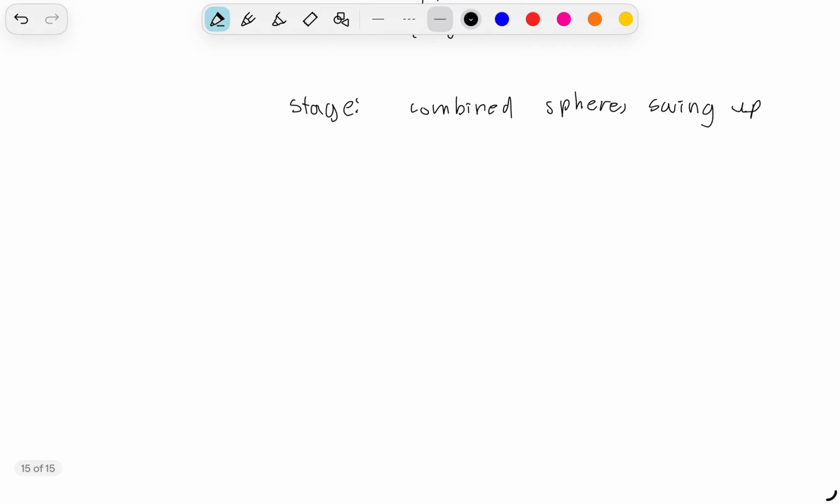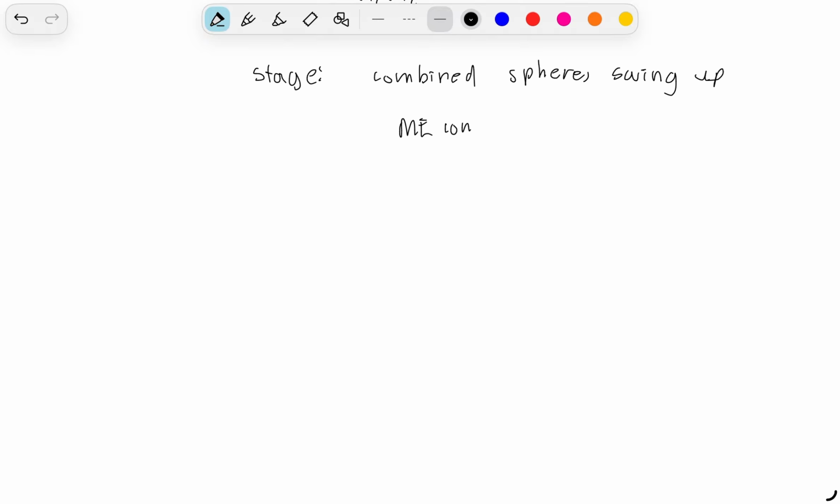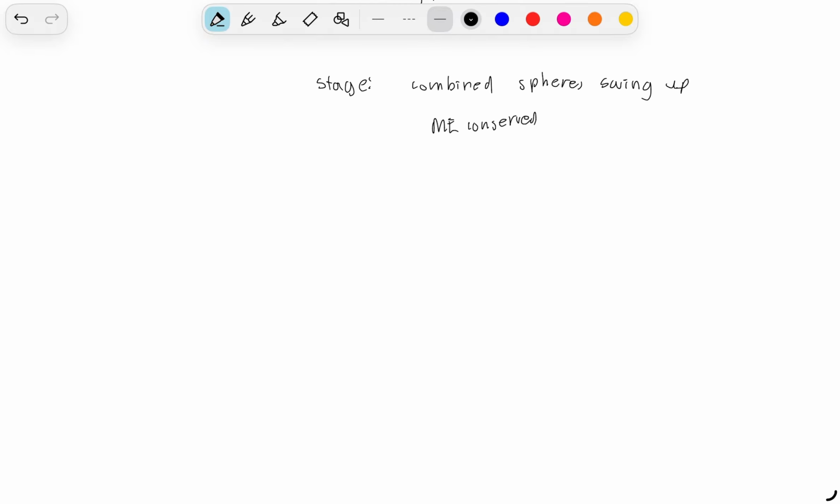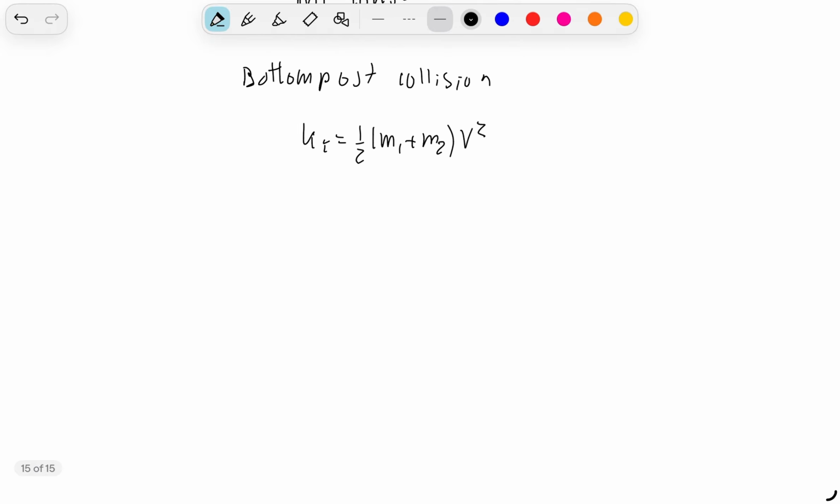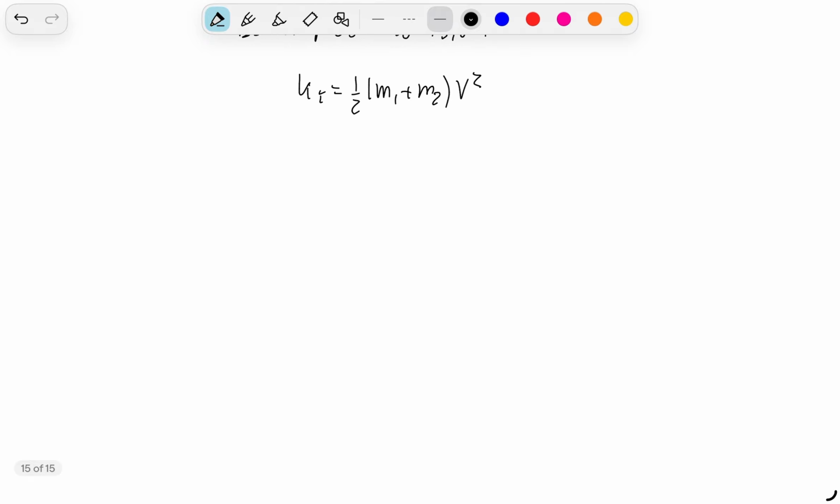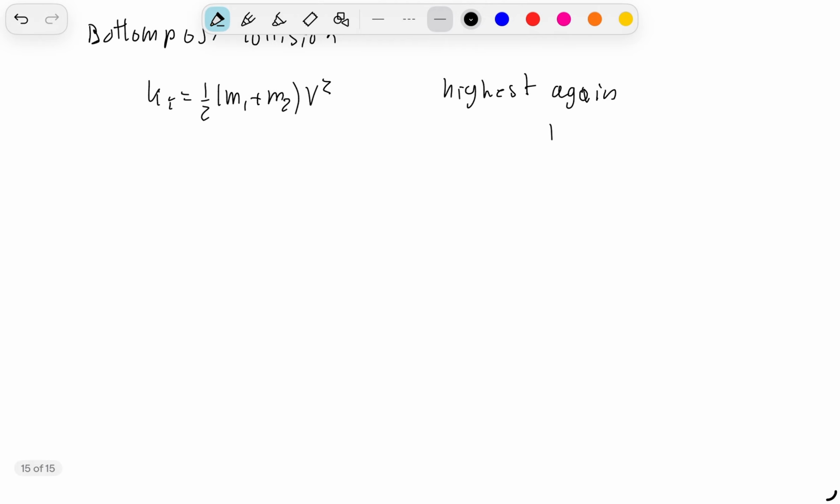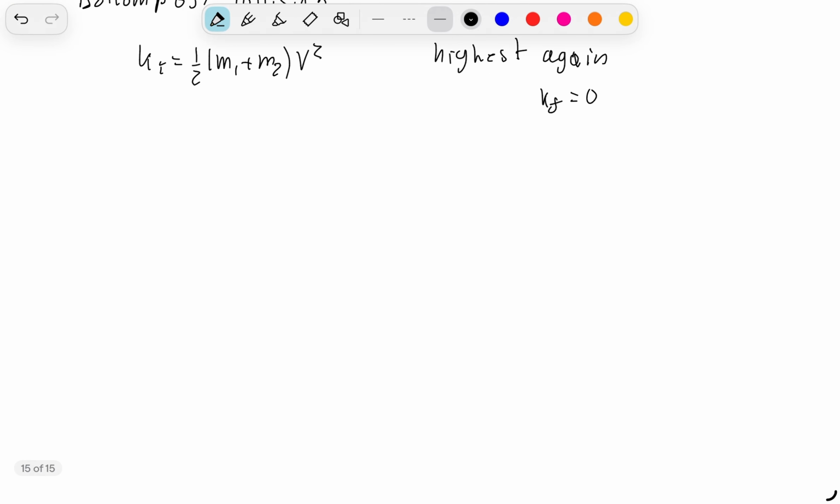So then after the collision, we have mechanical energy conserved again. So then when we're at the very bottom, right after the collision, our initial kinetic energy is equal to 1/2 m1 plus m2 times that velocity squared, the new v. So then when we get to the highest point with that combined mass, we have the spheres stop again, and we have Kf is equal to 0. So then we have the center of mass, it rose by h center of mass in this scenario.